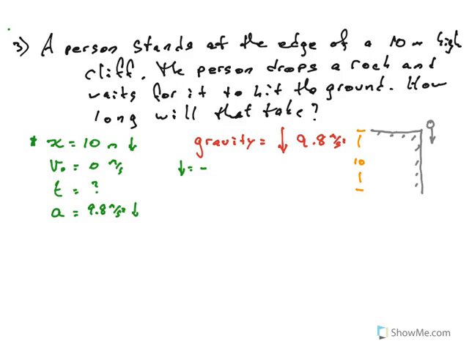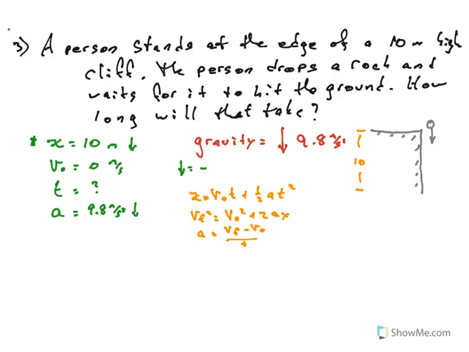What is it I'm looking for? I'm looking for a time. What am I given? X, V naught, and A. So what were our equations again? Let's see, X equals V naught T plus 1/2 AT squared. I also know VF squared is V naught squared plus 2AX. And A is final minus initial over T.